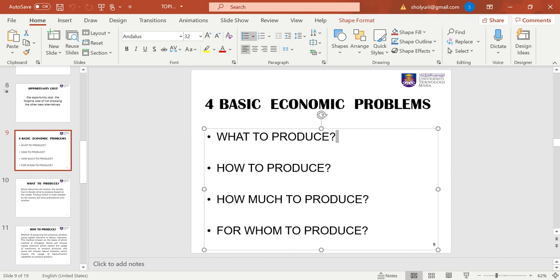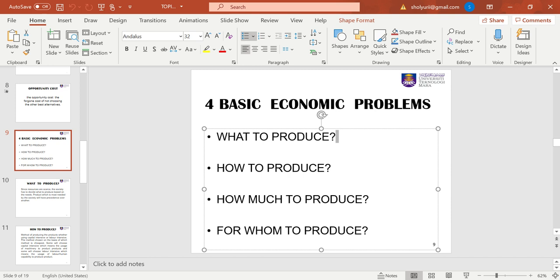We use human capability to produce the goods. Okay, so now after we have decided what to produce, we need to decide how to produce. Either using machinery or labor intensive, capital intensive or labor intensive. And which method we will choose is the cheapest method that will save costs.